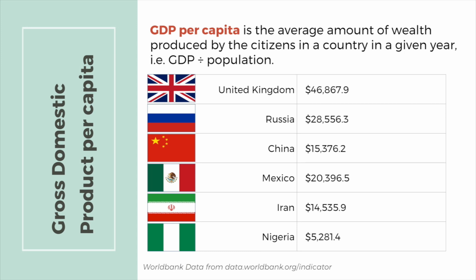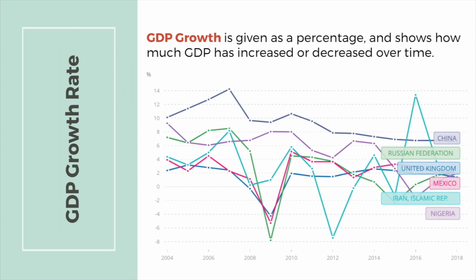In this table, I've got each country's GDP per capita last year. GDP per capita is the average amount of wealth produced by the citizens in a country in a given year. It's actually really easy to calculate. You just take a country's GDP and divide it by that country's population. When you do that, we notice something important about productivity across the countries that we study. China, which tops the list in terms of GDP, falls behind the United Kingdom, Russia, and Mexico in terms of GDP per capita. This tells us that the Chinese economy is very large, but not as productive on average per person as some of the other countries that we study.